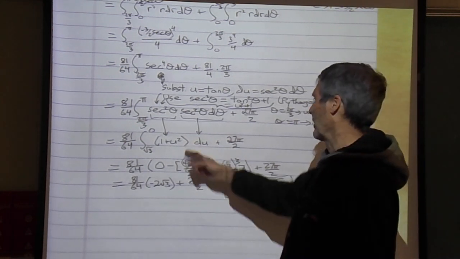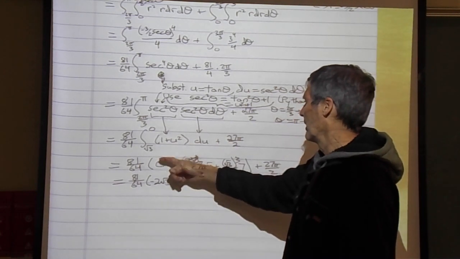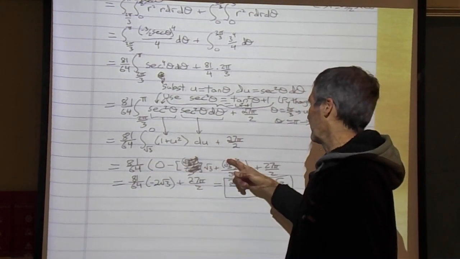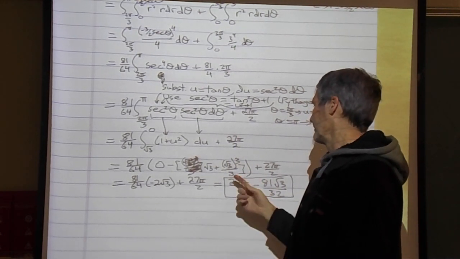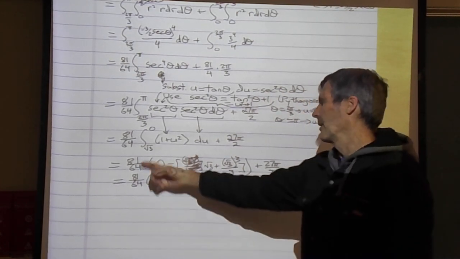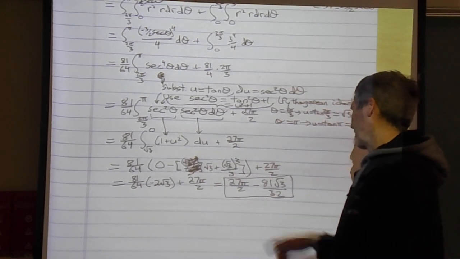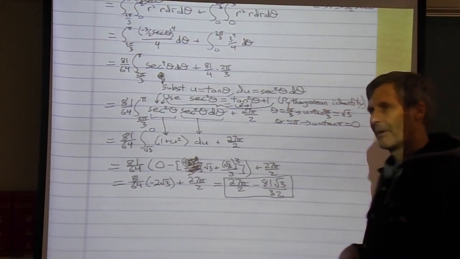The integral of 1 plus u squared is u plus u cubed over 3. Plug in 0 and get nothing. Plug in square root 3 to get square root 3 plus square root 3 cubed over 3. This gives 2 square root 3, with a minus sign. All times 81/4 is added to 27 pi over 2, leaves you with this result: 27 pi over 2 minus 81 square root 3 over 32. How about that?